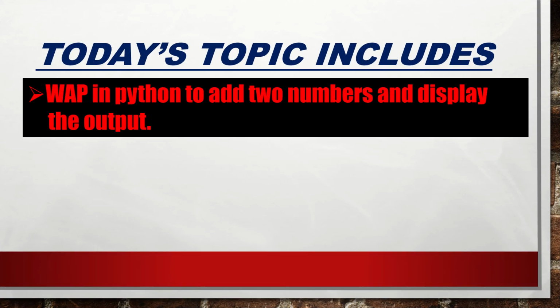So today's topic is to write a program in Python to add two numbers and display the output. It is a very basic program that I'll be demonstrating. There are a few small things you should know while writing a Python program. Python is comparatively easy compared to other languages like C, C++ or Java because its syntax is easy.